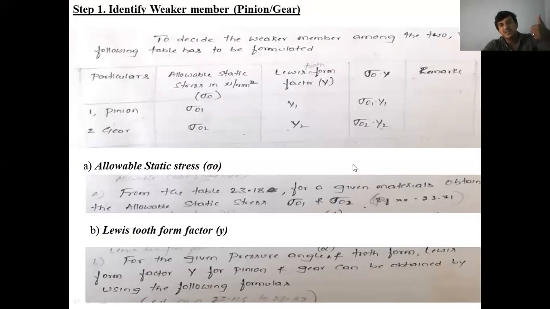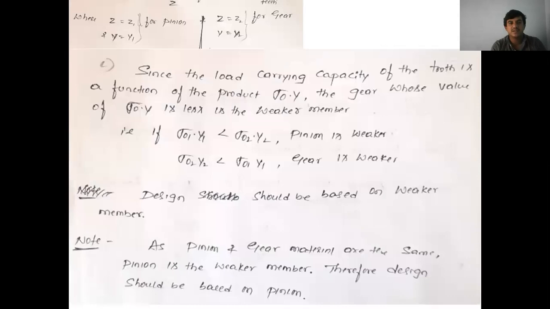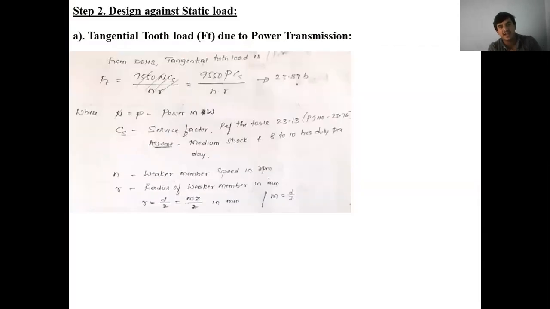Once you identify the weaker member, then you go for design against the static load. Next, design against dynamic load. Then design against wear load. Then one more step is to take the dimensions of those components, both gear and pinion. These are the 5 steps. Clear? Now we'll go for the second step. First step, identify the weaker member. Next, second step, design against static load.